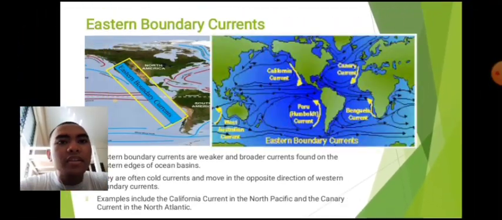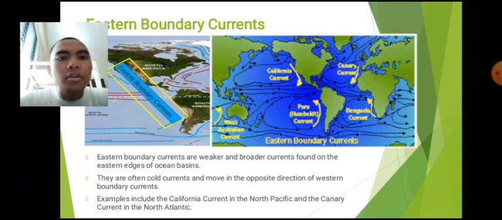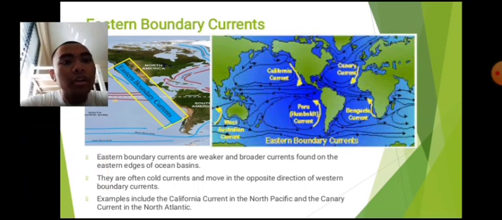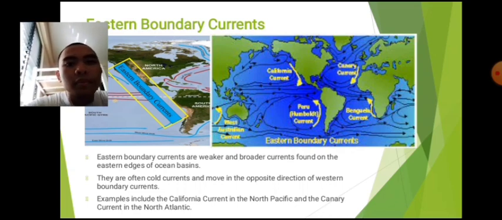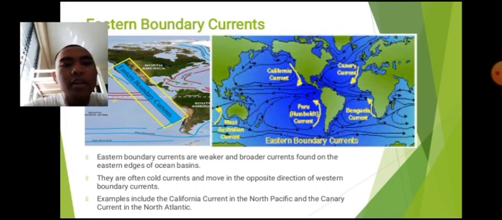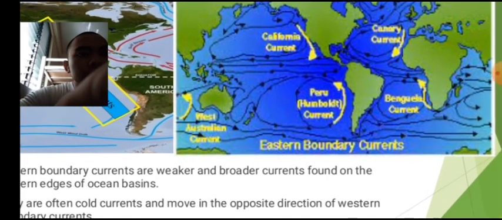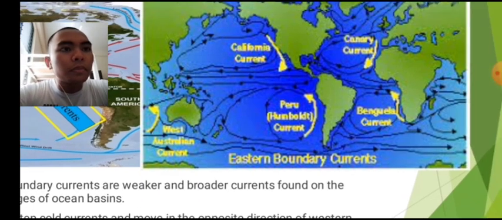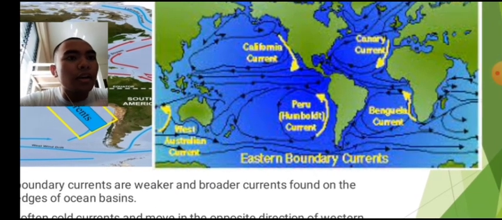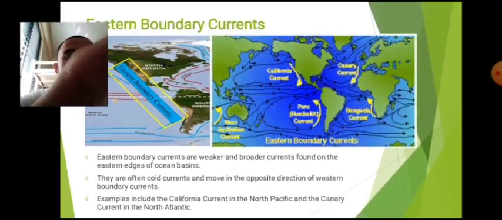Next is the eastern boundary currents. These are weaker and broader currents, usually found on the eastern edges of ocean basins. They are often cold currents and move in the opposite direction of western boundary currents. Examples include the California Current in the North Pacific and the Canary Current in the North Atlantic.